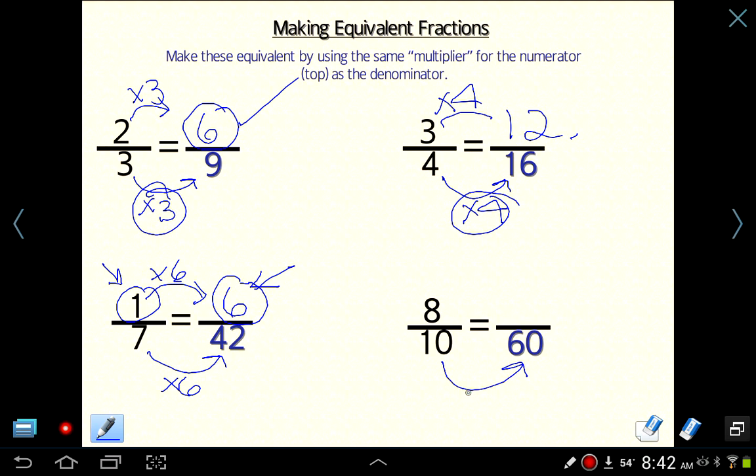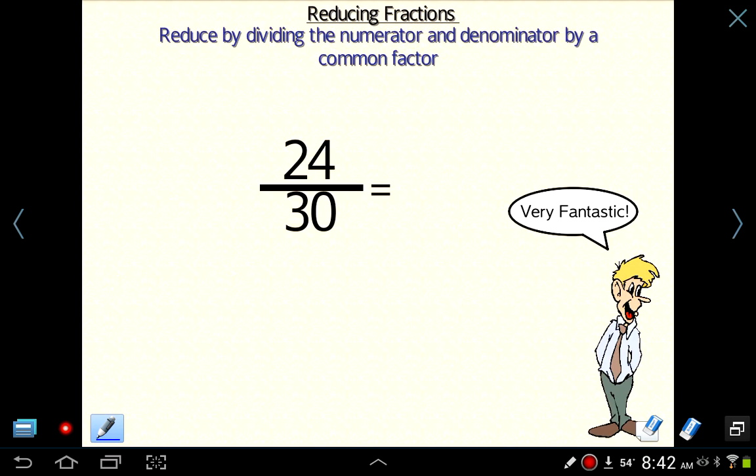10 times 6 is 60, so I'm going to multiply 8 times 6. That is 48. Okay. Now let's talk about reducing fractions. Now reducing fractions is just another way of making equivalent fractions. But this time, instead of multiplying, we're going to divide.